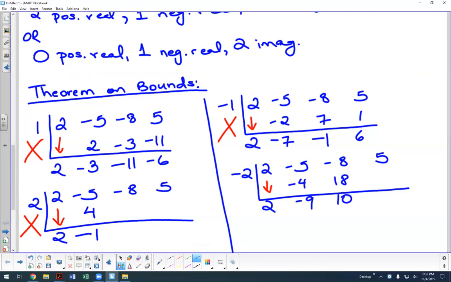I don't think -2 works, does it? Okay, which one will? Well, so far we're looking good, right? Bring down the 2, -4, that adds up to -9. Positive 18, that's 10, so that's -20. It is -15, isn't it? Yeah.